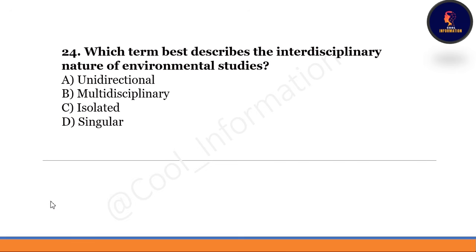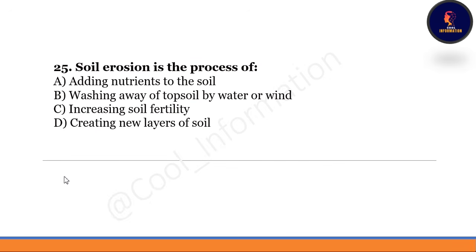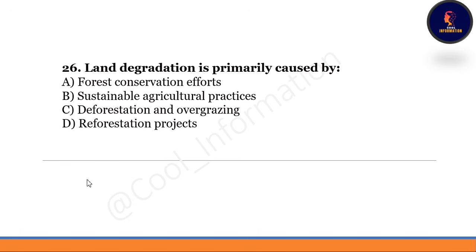Next question. Which term best describes the interdisciplinary nature of environmental studies? Option B will be correct. Multidisciplinary. Next one. Soil erosion is the process of, very simple question. Soil erosion is the process of washing away of topsoil by water or wind. Option B is correct.